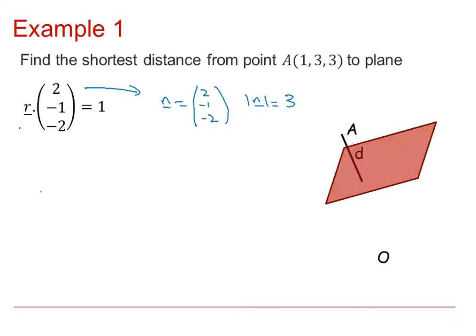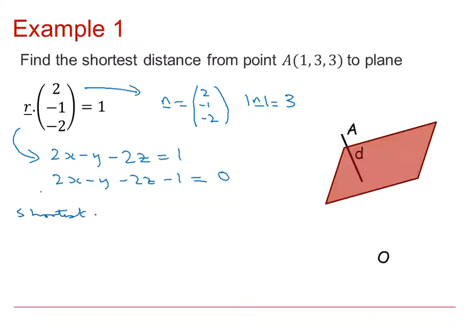It would be advisable as well to turn this plane equation into a Cartesian equation. So if we use r is (x, y, z) and dot it with (2, -1, -2), we get 2x minus y minus 2z is 1. And to make it as easy as possible to use the formula, I would write it in the form 2x minus y minus 2z minus 1 equals 0. So now it's compatible with the formula and easiest to use.